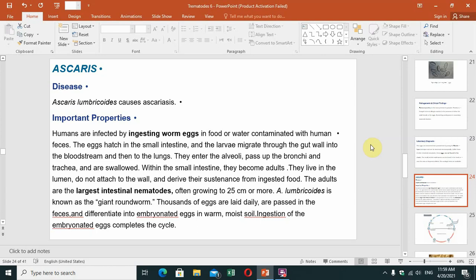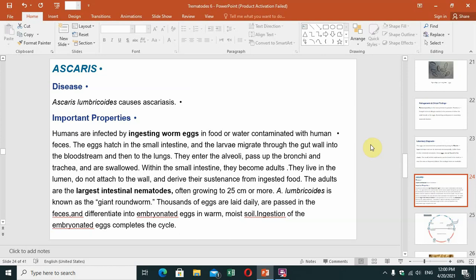Thousands of the eggs are laid daily, are passed in the feces and differentiate into embryonated egg in the warm, moist soil. Ingestion of the embryonated egg completes the life cycle. So infection with this Ascaris lumbricoides is through ingestion of food or water contaminated with the embryonated egg.